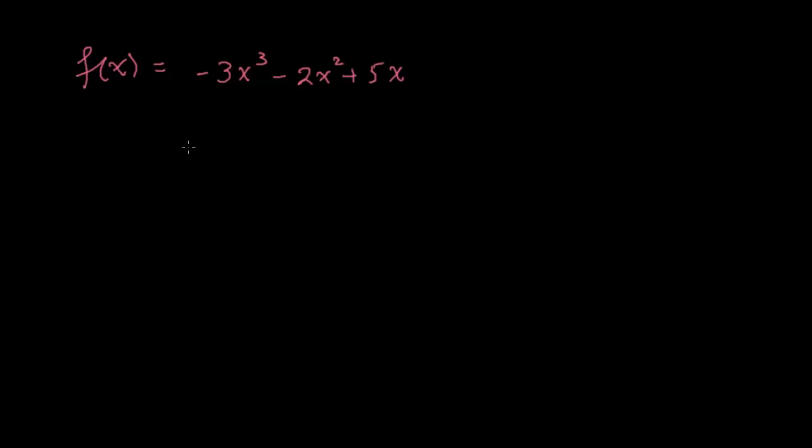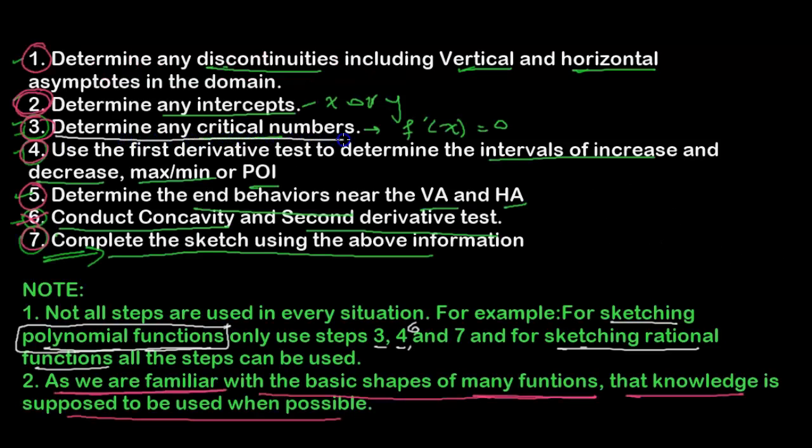Then we would decide which steps to follow. Because it is a polynomial function, we would just follow step 3, step 4, step 6, and step 7 to curve sketch it. So let's go over step 3. We want to determine any critical numbers in the given function.